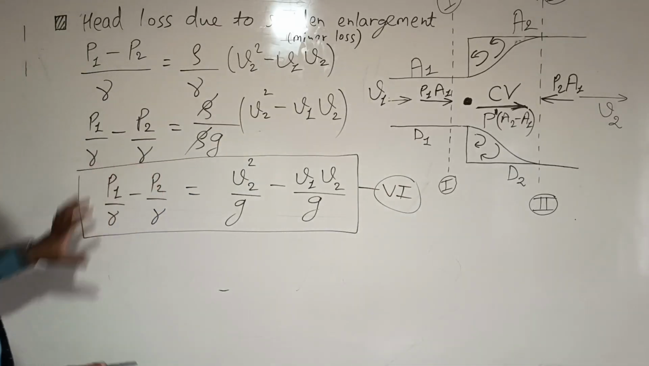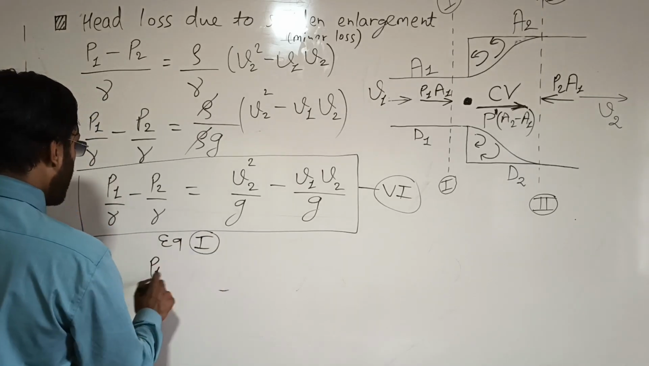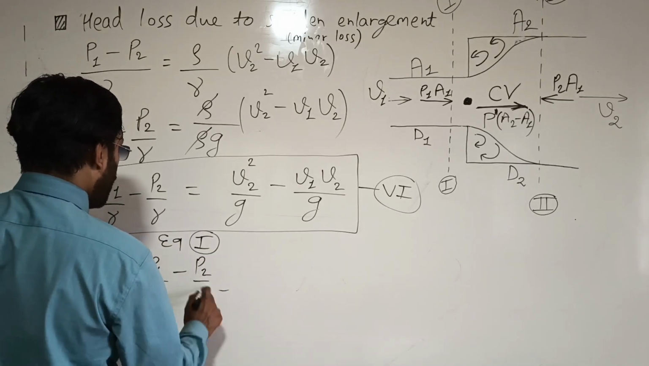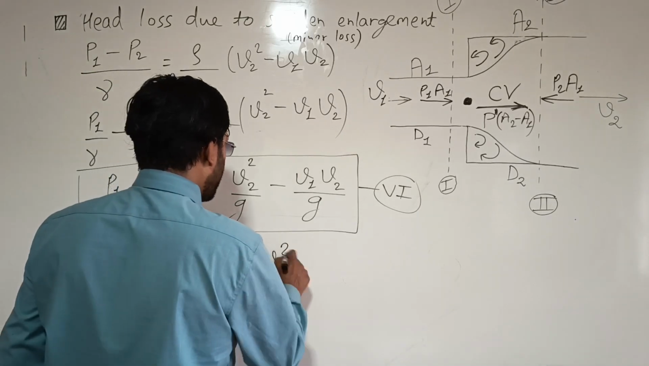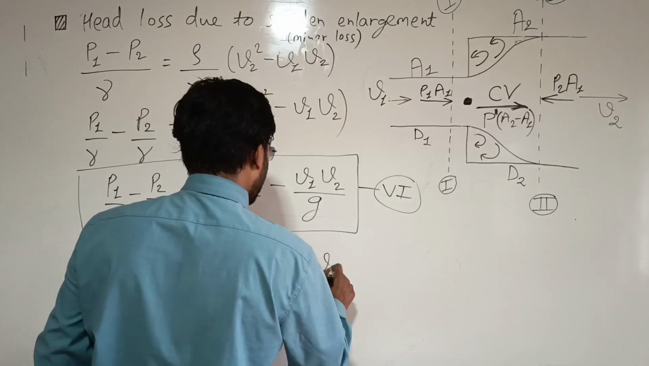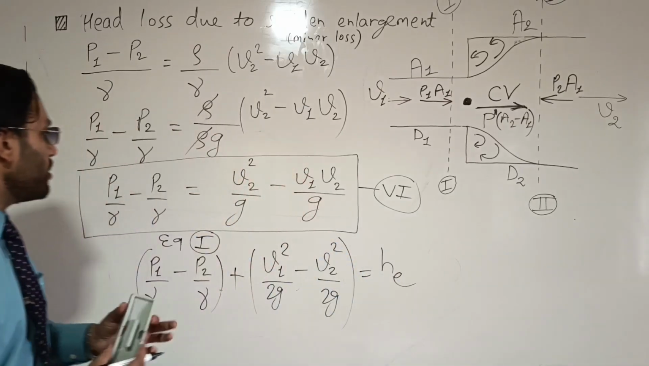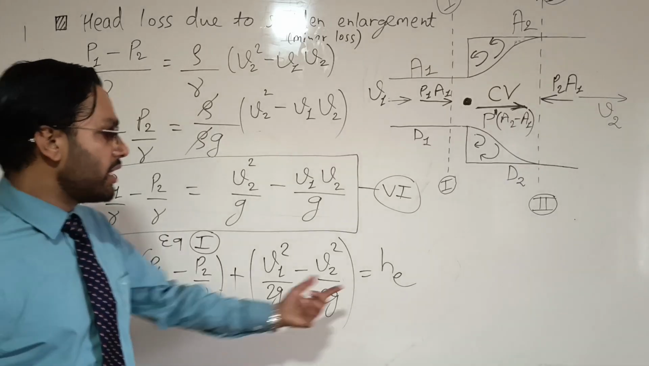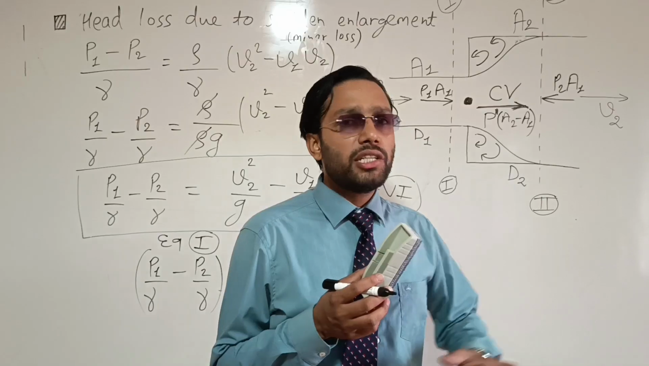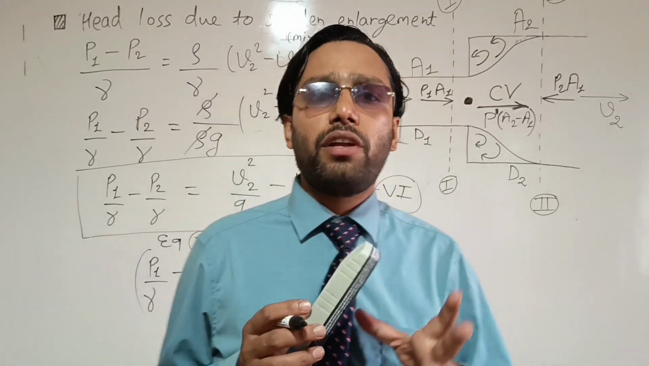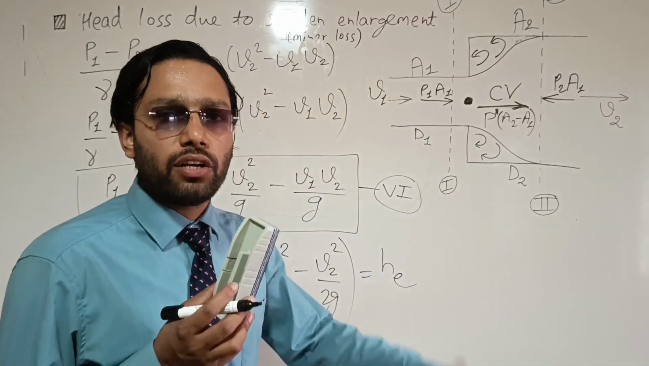Let's substitute this P1 by gamma minus P2 by gamma in equation number 1. Equation number 1 is P1 by gamma minus P2 by gamma plus V1 square by 2g minus V2 square by 2g is equal to LC. Let's substitute it to get the value of LC in terms of velocity. We know the velocity from the discharge divided by area, and by putting the velocity, you are going to get the loss due to sudden enlargement.